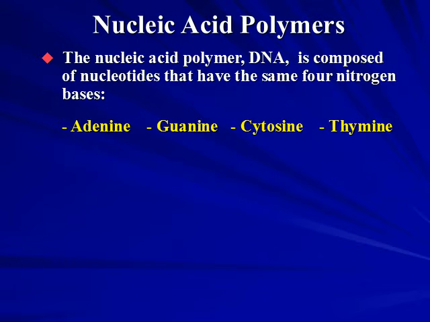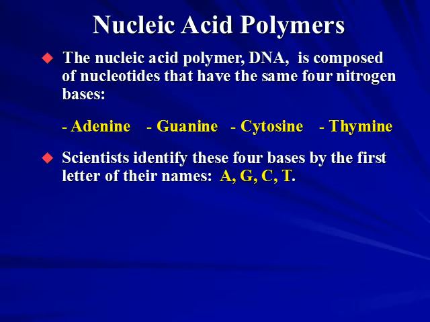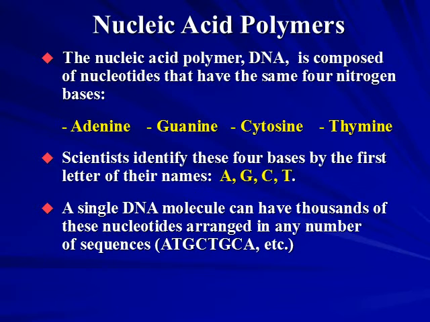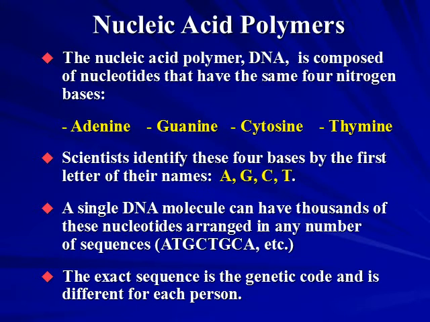The nucleic acid polymer, DNA, is composed of nucleotides that have the same 4 nitrogen bases. They are known as adenine, guanine, cytosine, and thymine. Scientists identify these 4 bases by the first letter of their names, A, G, C, and T. A single DNA molecule can have thousands of these nucleotides arranged in any number of sequences. The exact sequence is the genetic code. It is different for each person.